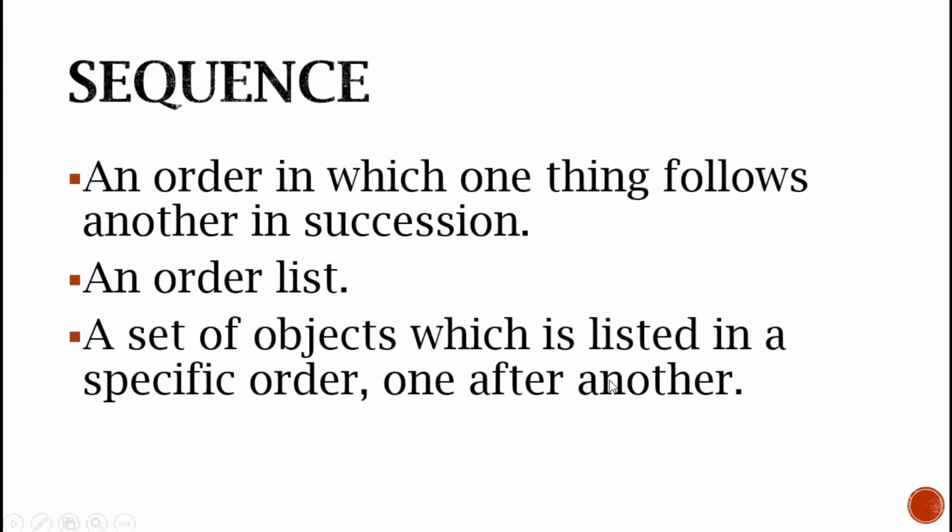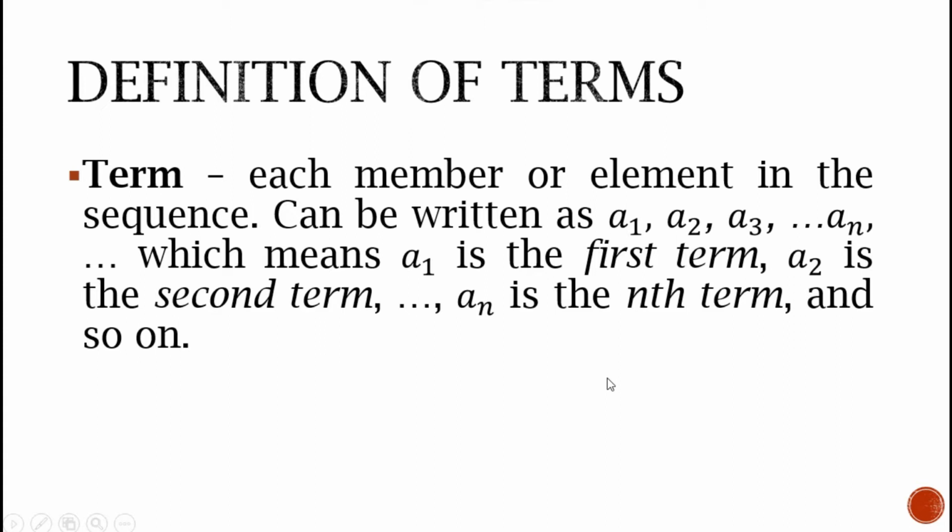Okay? Now, let us define what is a term. A term is each number or element in the sequence. It can be written as a sub 1, a sub 2, a sub 3, to a sub n, which means that a sub 1 is the first term, a sub 2 is the second term, and a sub n is the nth term, and so on.